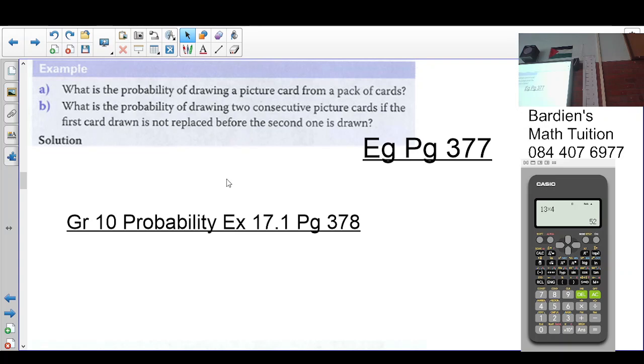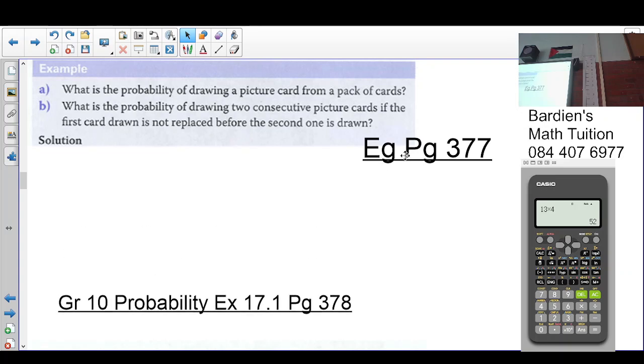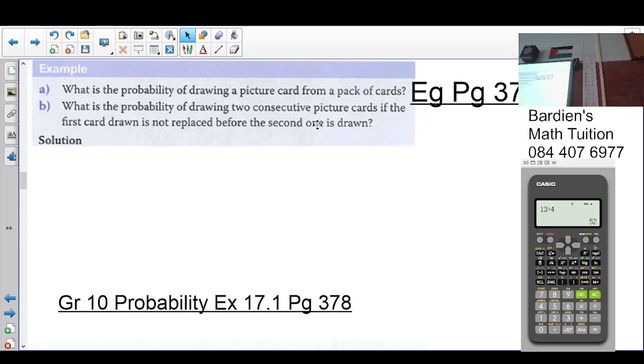People, let's look at this quickly. Here we are told, what's the probability of drawing a picture card from a pack of cards? A picture card. Did they specify the suit? No. So it can be picture cards of any of the suits. So let's go up again.